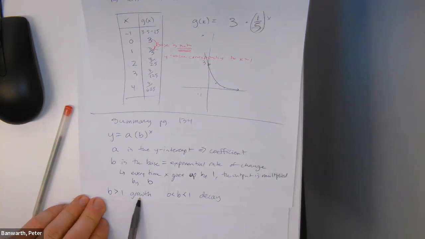So if b is greater than 1, you're multiplying by a growth factor. If b is between 0 and 1, you're multiplying by a decay factor. But the process works the same. So let's do an example.